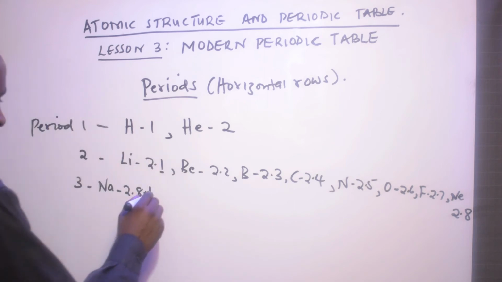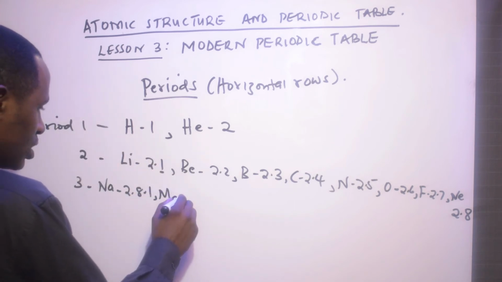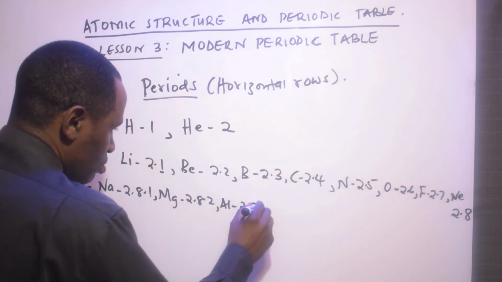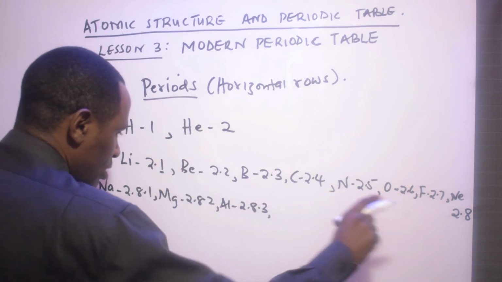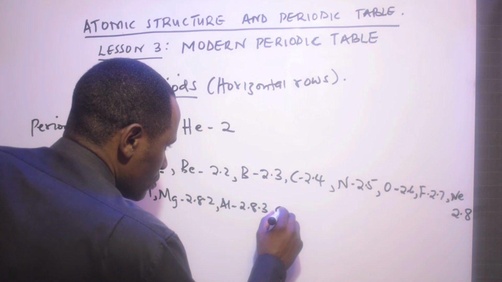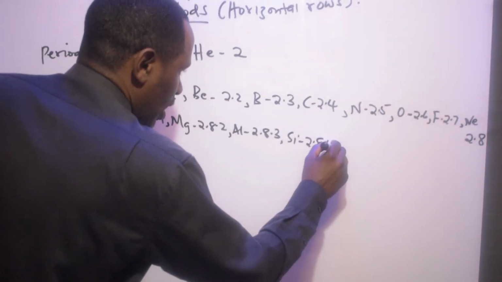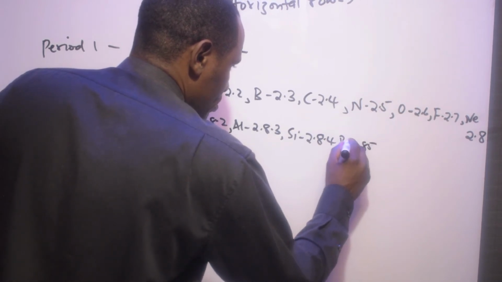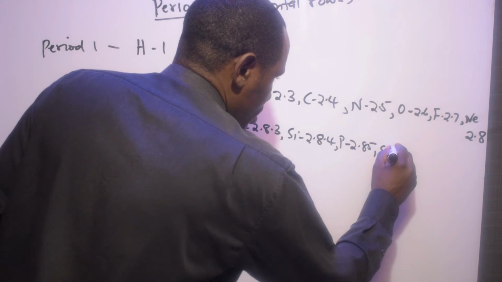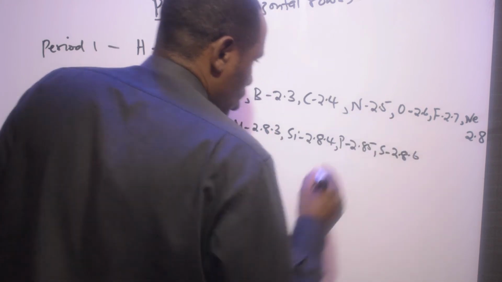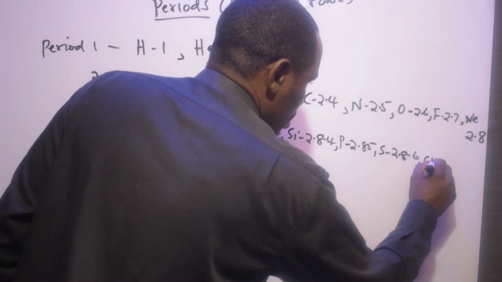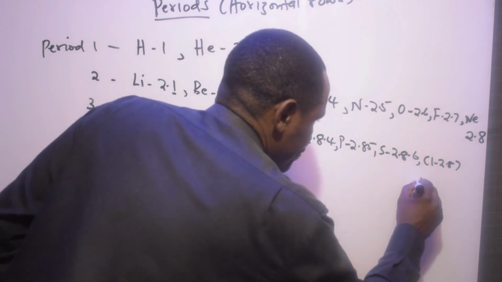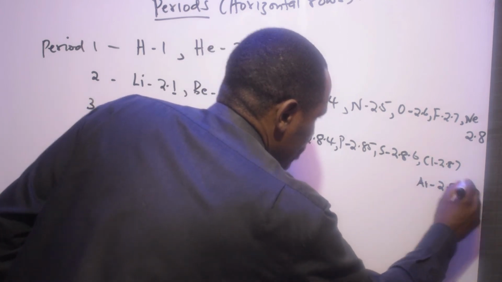We have sodium. We do have magnesium with 2-8-2. We have aluminium with 2-8-3. You see how it goes here. I have silicon with 2-8-4. I have phosphorus here with 2-8-5. I do have sulfur with 2-8-6. I have chlorine here with 2-8-7. And finally, I have argon with 2-8-8. That's what we're talking about.